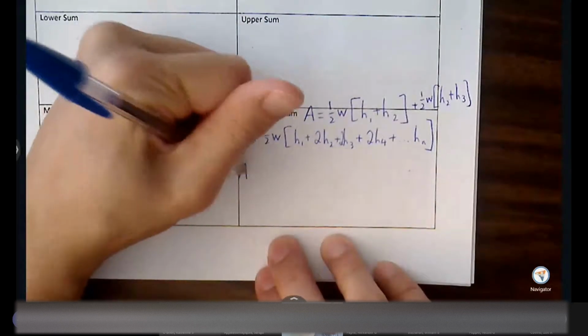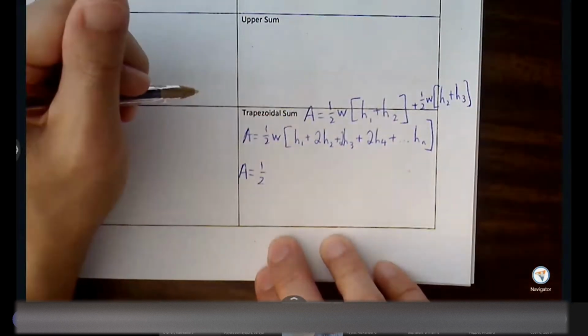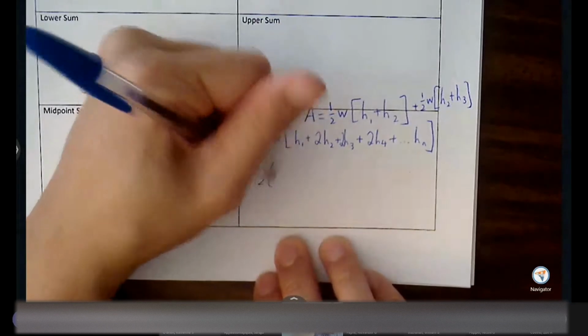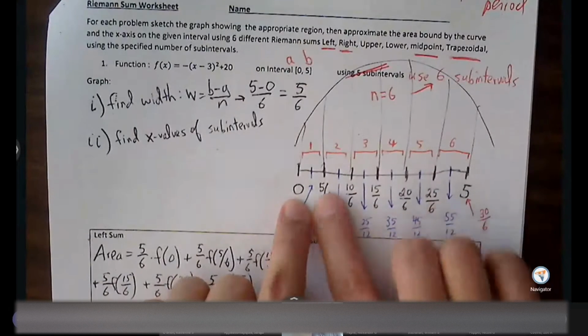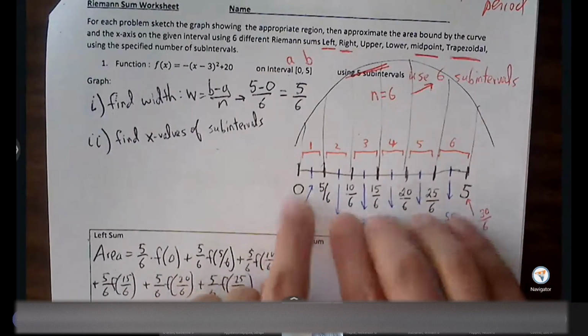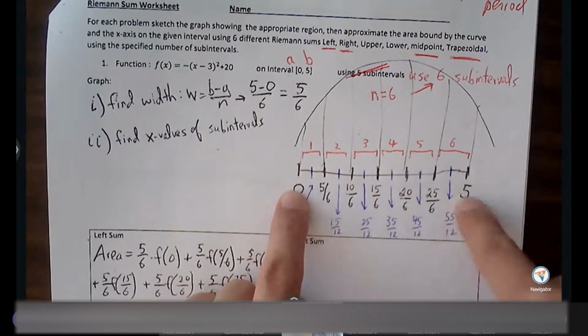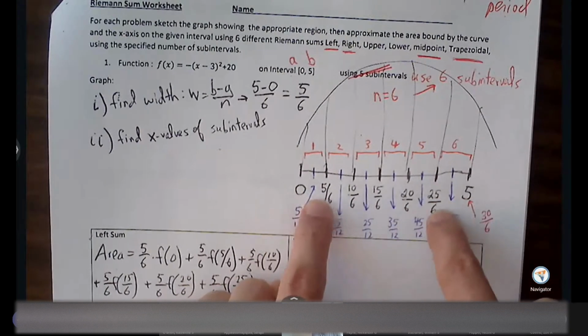So if we use that process, then we can do 1/2 times the width, which is 5/6, and just write down all the initial x value subintervals that we had, right? We don't use the midpoints, right? Just the initial subintervals. So f of 0 all the way to f of 5, and then we just double all the middle heights.